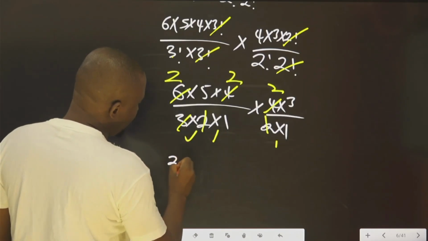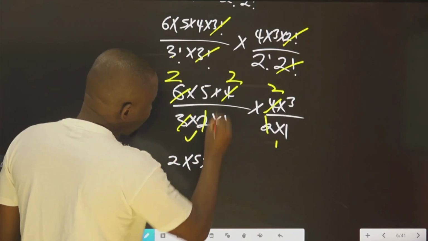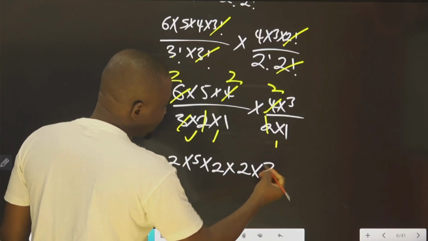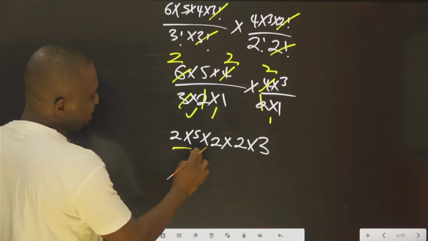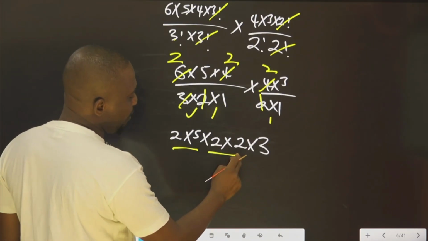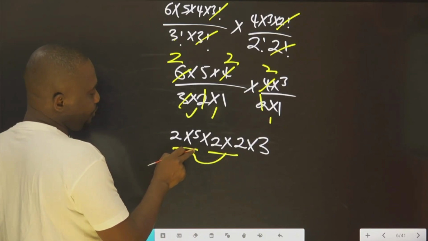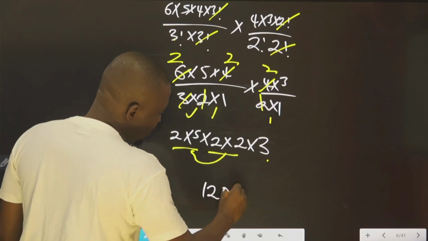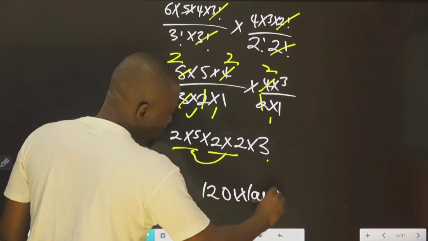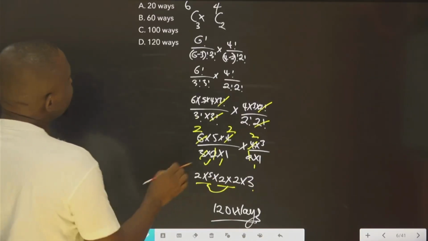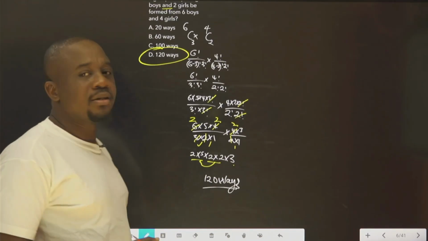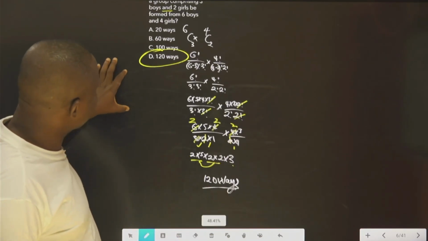Now that is 2 multiplied by 5, multiplied by 2, multiplied by 2, multiplied by 3. Okay? So now this is 10, this is 4. That is 40. 40 times this will give us 120. That's 120 ways. Okay, let's see. Yeah, 120 ways. D is our answer.